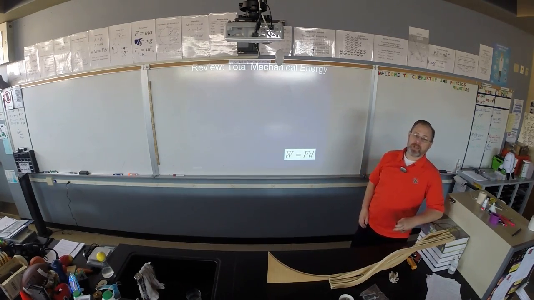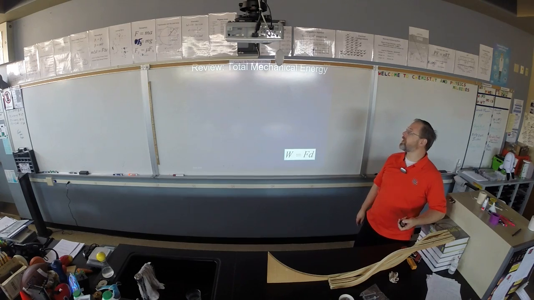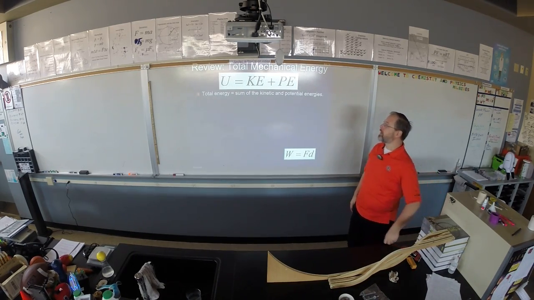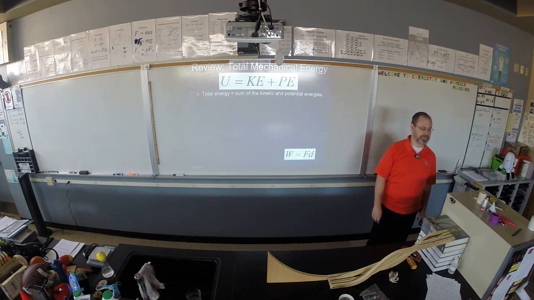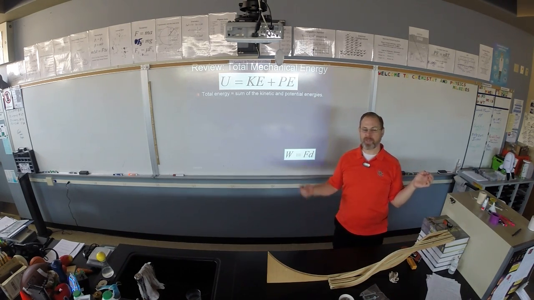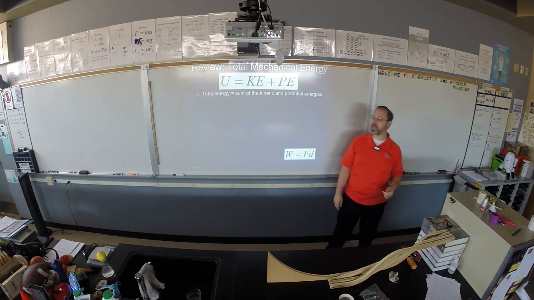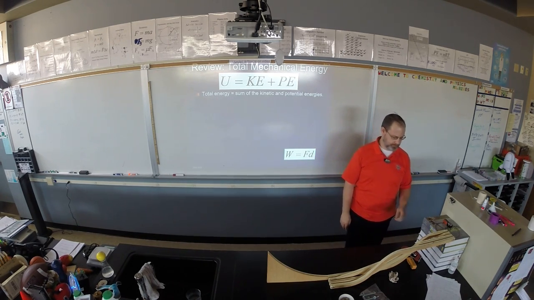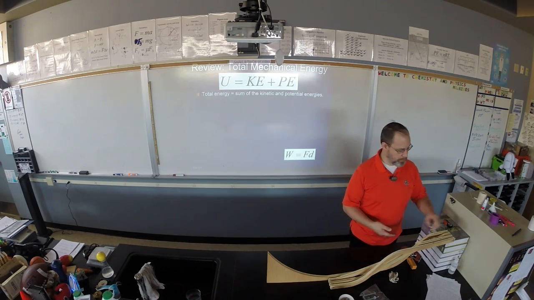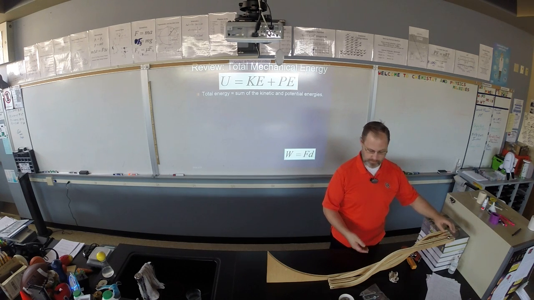Okay, so, total mechanical energy. So far we've learned about two types of energy: potential energy and kinetic energy. When put together, they are total mechanical energy. Total mechanical energy is usually given the letter U, I guess because they didn't want to say TME. But total mechanical energy is the sum of the kinetic energy and potential energy. Objects that fall lose potential energy and gain kinetic energy.